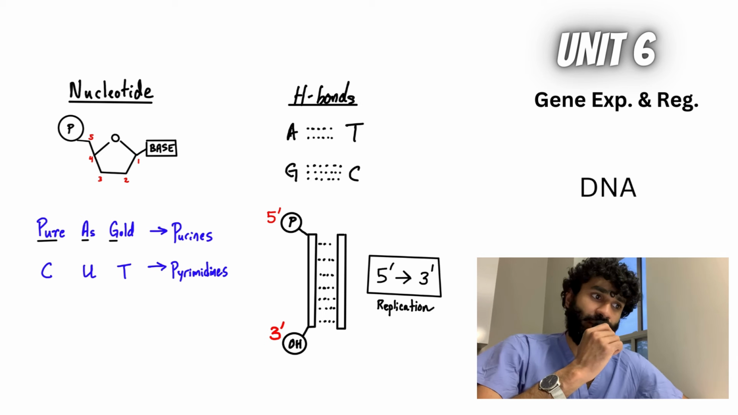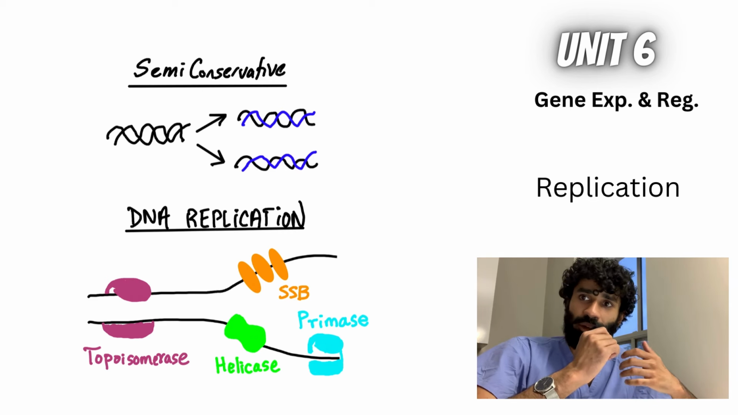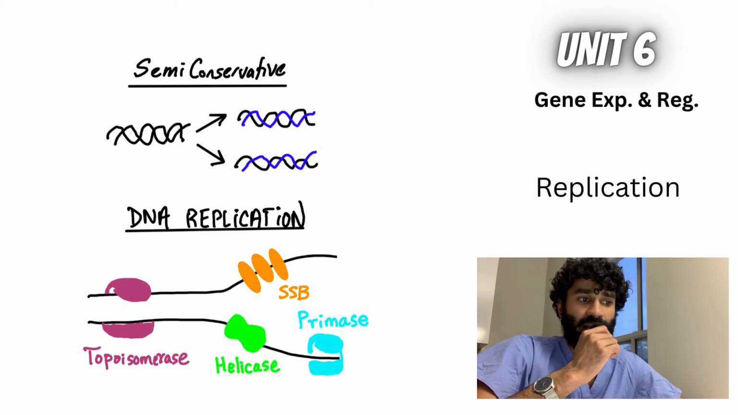Next block is replication. DNA replication is semi-conservative and it requires a primer. Helicase unwinds the DNA while SSB stabilizes the unwound DNA. Primase will lay down a RNA primer from which DNA polymerase can later initiate replication, and topoisomerase creates nicks in the DNA strand to relieve strain and detangle DNA.